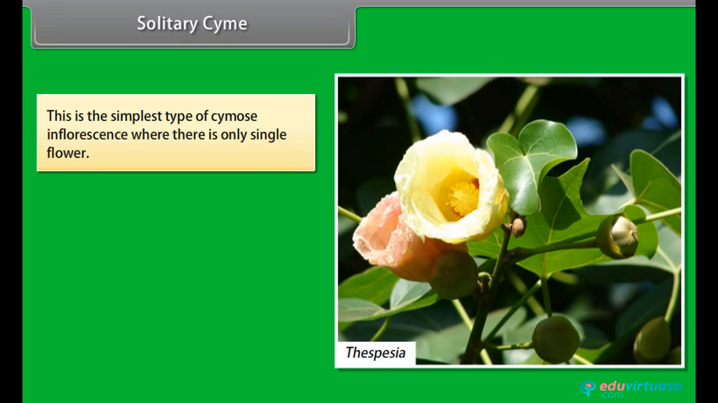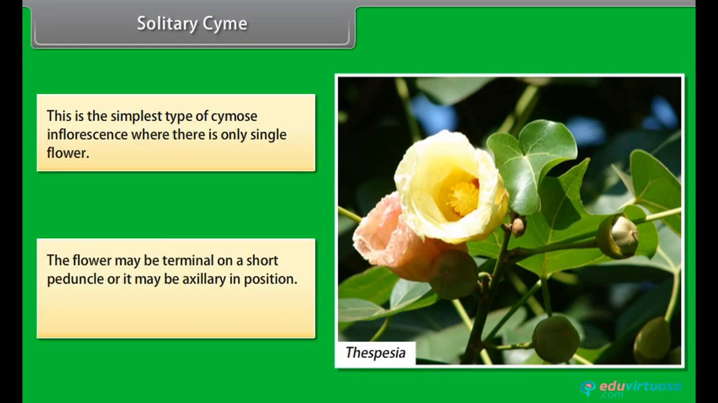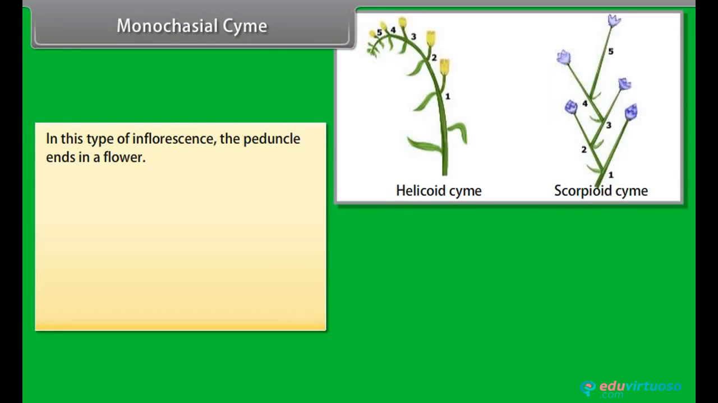Solitary cyme. This is the simplest type of Cymose inflorescence where there is only a single flower. The flower may be terminal on a short peduncle or it may be axillary in position. Example, Thespesia.